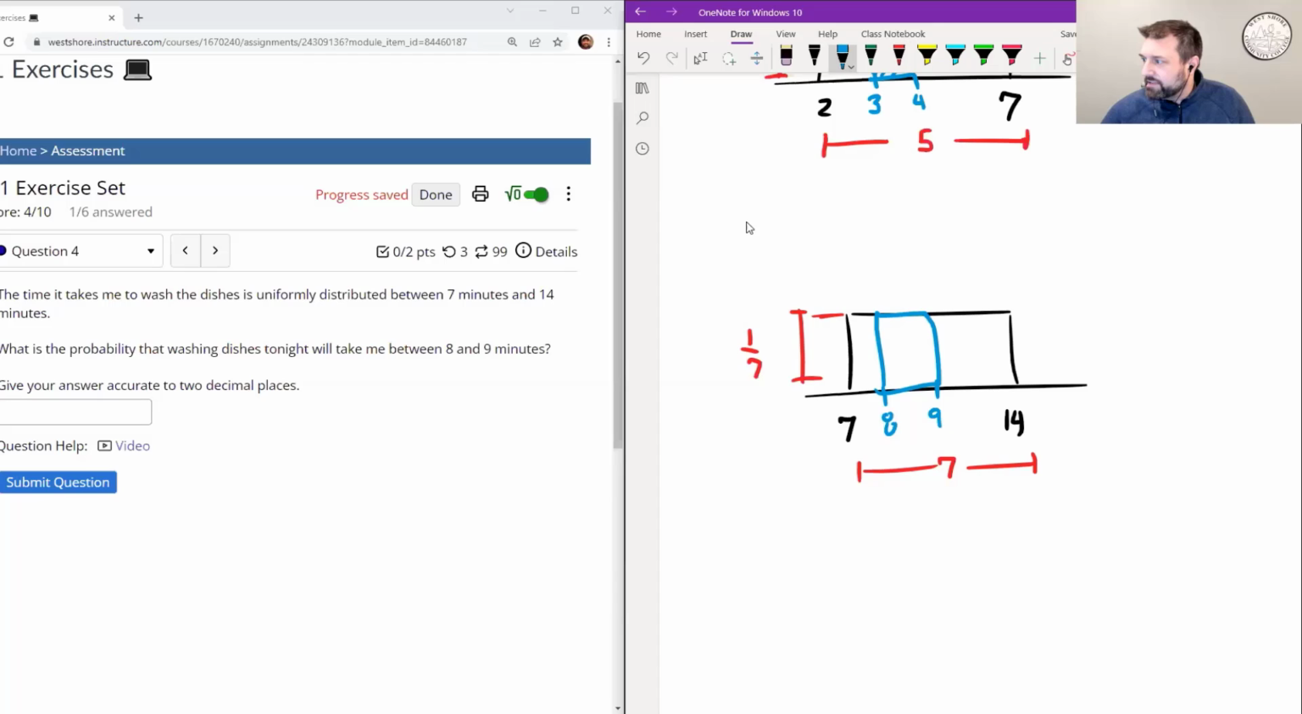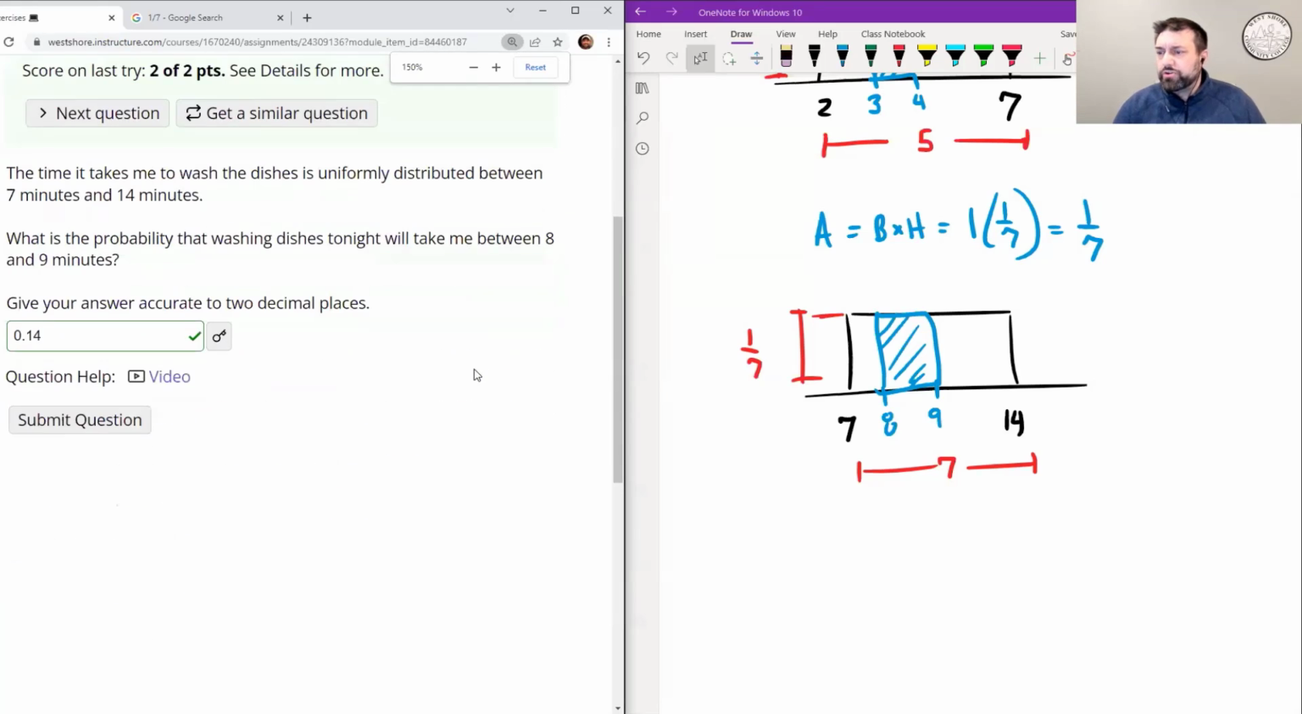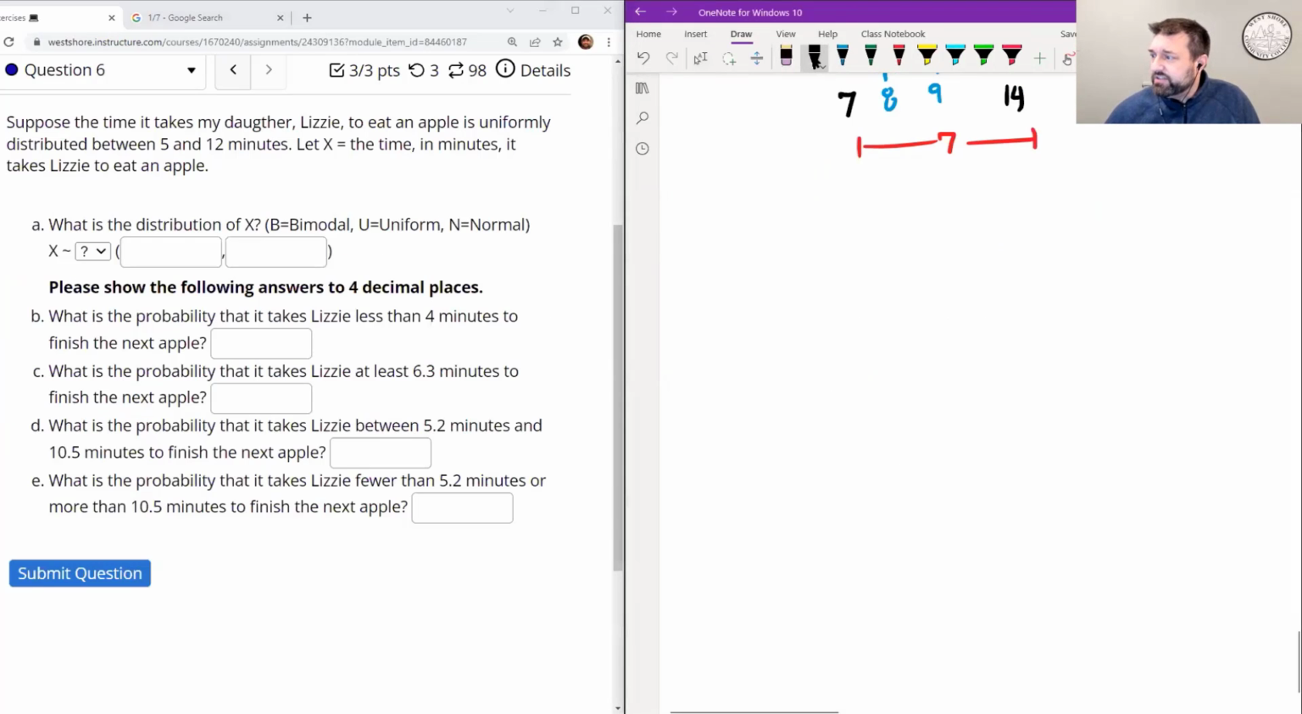Here is my rectangle, just like that. And now I have to find this area. So the area is going to be base times height. My base is 1. My height is 1/7. So the area, or the probability that it's going to take me 8 to 9 minutes to wash the dishes tonight, is 1/7. So that's going to be 0.14. So there is a 14% chance that it will take me between 8 and 9 minutes to wash the dishes tonight. The time it takes Lizzie to eat an apple is uniformly distributed between 5 and 12 minutes.